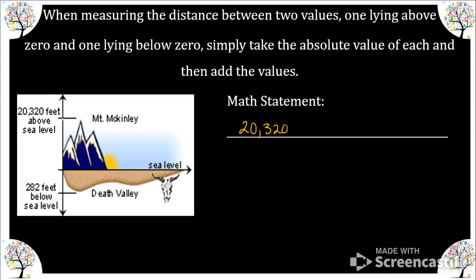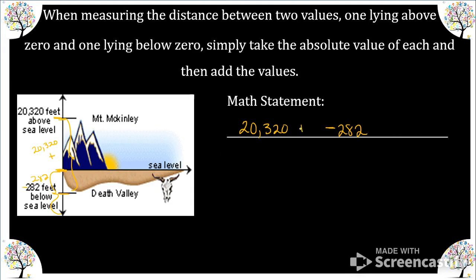So we have 20,320, and we're trying to find the distance between the two. So from Mount McKinley to 0 to sea level is 20,320, and then plus we have below Death Valley is 2,882 feet below, so we're going to represent that with a negative value because it's below sea level, but we want the distance from Death Valley from here to here plus the distance from sea level to Mount McKinley.